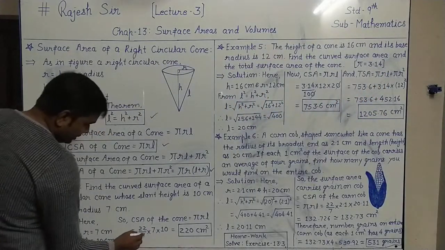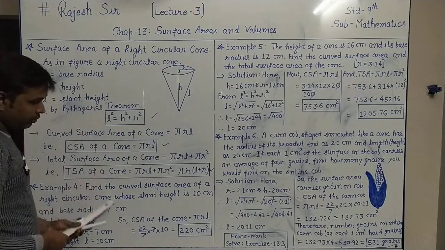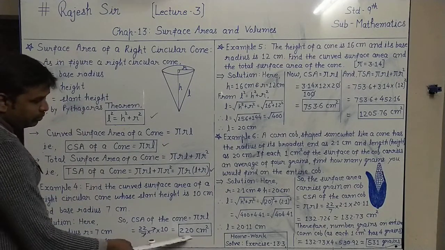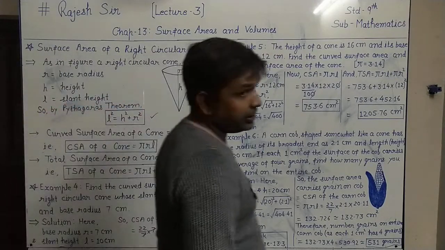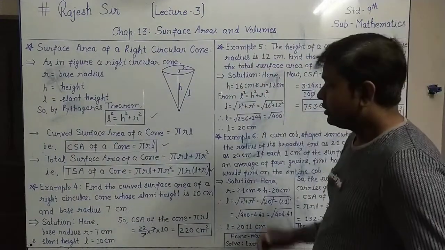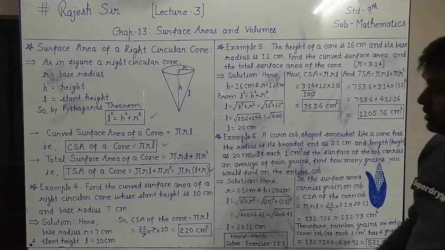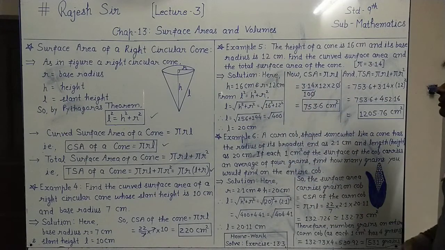Here, very simply you can see 7 up and down cancel. So 22 into 10 gives 220 centimeters square, which is the gross surface area of this cone, as asked in the question. So it is a very simple question, and its solution is here. Now next is example 5.